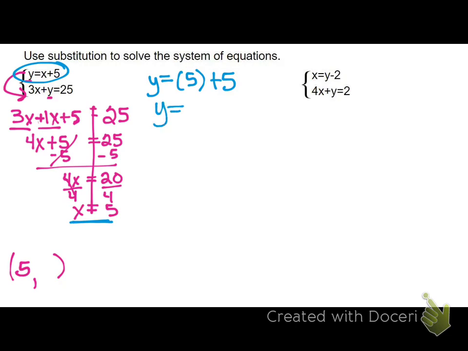So then I solve. y equals 5 plus 5. So what does y equal? 10. So what's the second part of my solution? 10. So right there's my final answer.